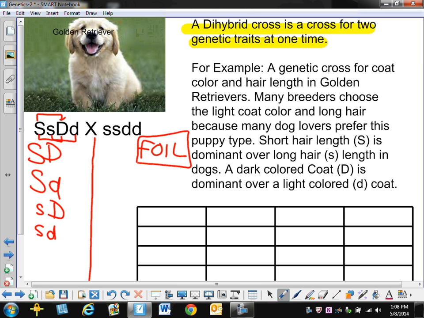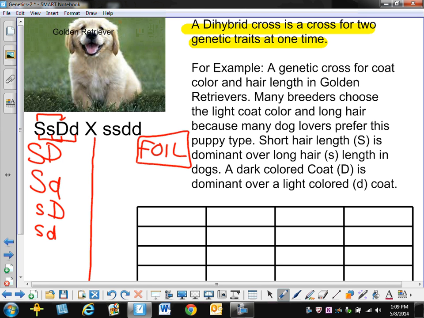If you haven't seen a golden retriever puppy, you've missed something. They are so cute. Many breeders choose the light coat color and long hair because many dog lovers prefer the puppy type. Short hair length, big S, is dominant over long hair, little s, length in dogs. A dark colored coat, D, is dominant over a light colored, little d, coat.